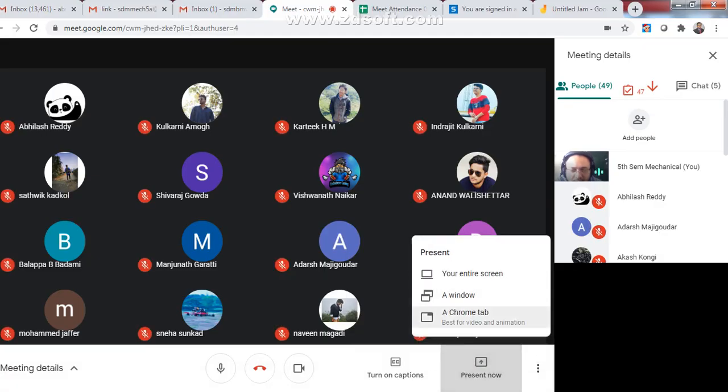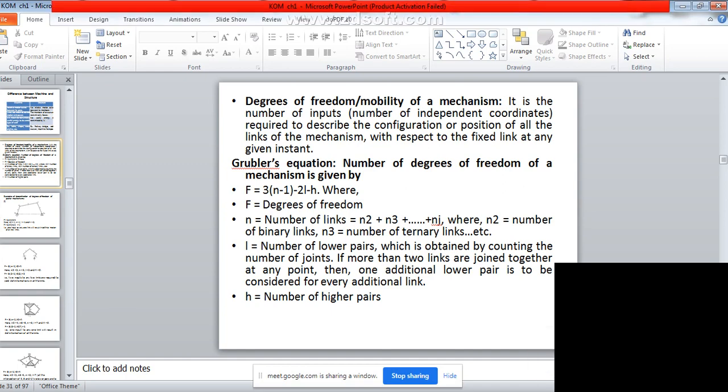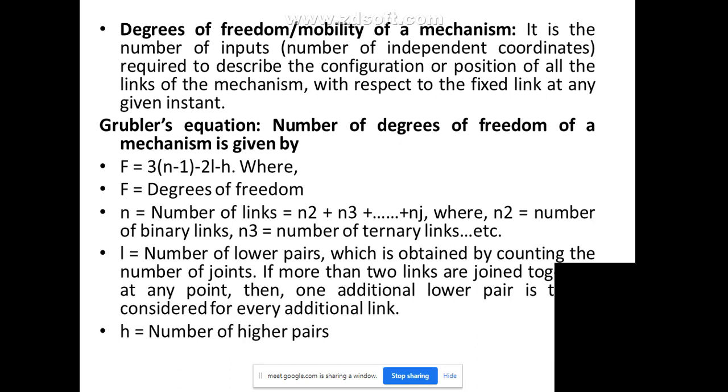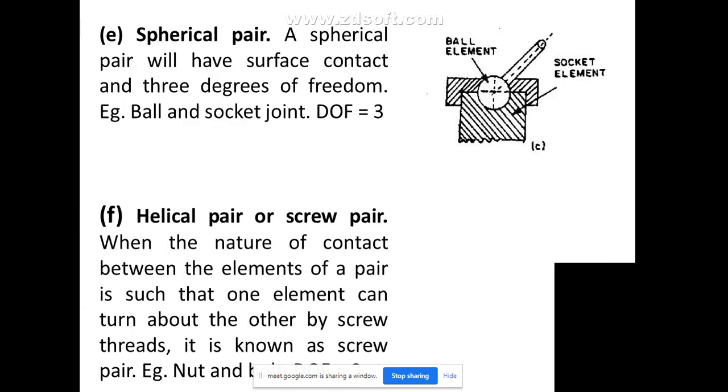Sorry, just to present the screen, just confirm whether you are able to see. Okay, so we had left it from here. Can you see the screen? Yes, sir. Okay.